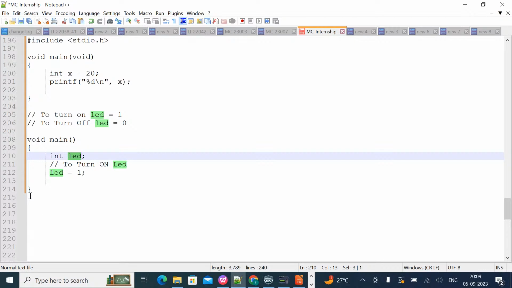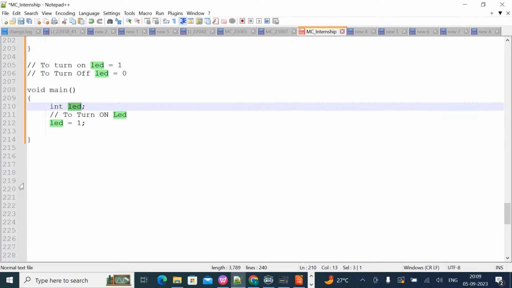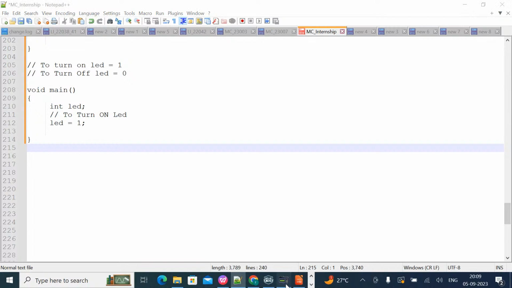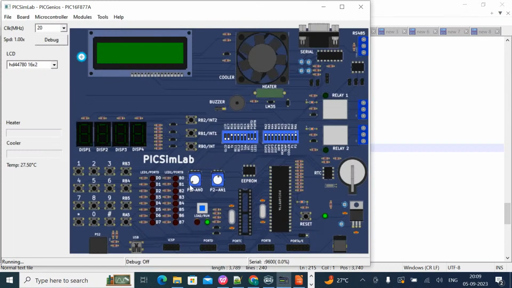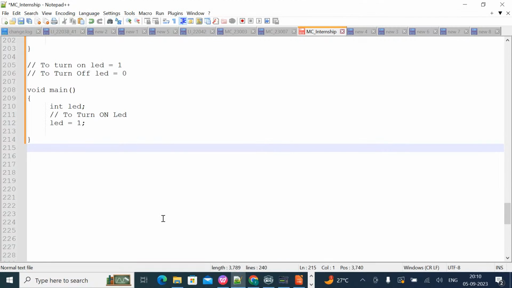Now people, LED is the peripheral. On this board, this is your microcontroller, and here are the LEDs. Usually how are external peripherals connected to the microcontroller? By using which pin? Many of you already answered that. How are external peripherals connected to the internal pins of the microcontroller? By using ports. Very good answer. By using the port pins.